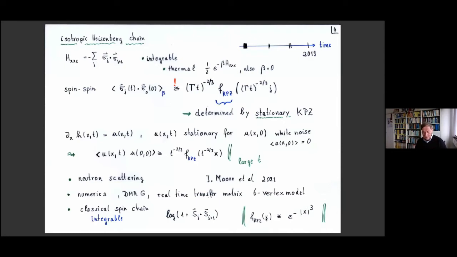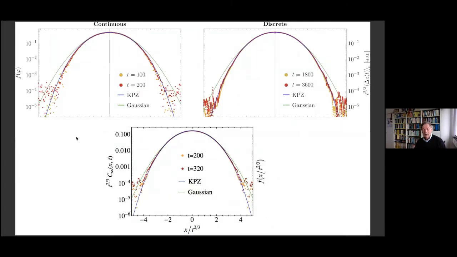So let me show you what we see here. Here I have three plots for you, and these are all logarithmic plots. The continuous ones are DMRG simulations. The discrete ones are the unitary transfer matrix of the six vertex model. And this one is the classical spin chain. And you see that they have more or less the same precision. Of course, here they have a very nice quadratic where things fit very precisely. And then you see that the tails go down a little bit faster. And clearly, if you would try to fit this to a Gaussian, it just wouldn't work, right?